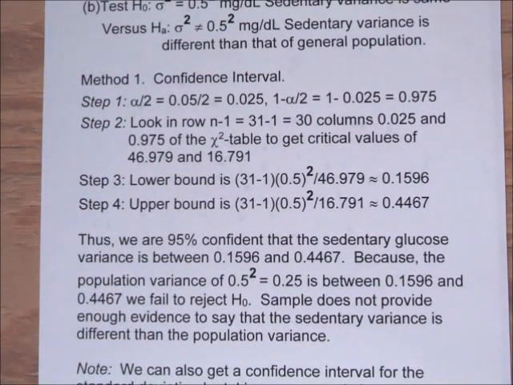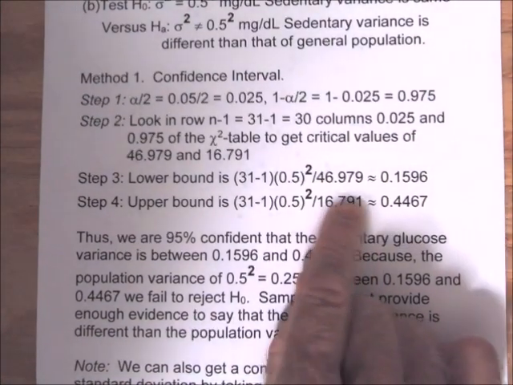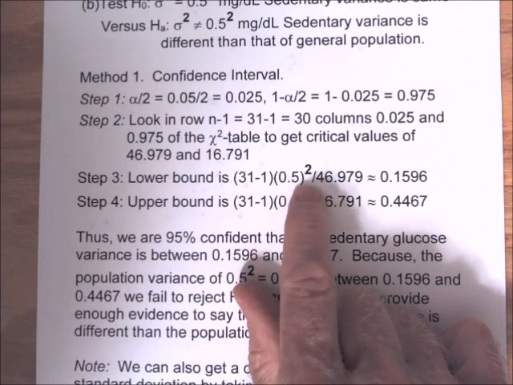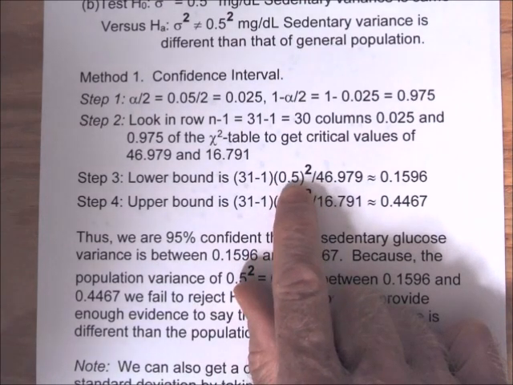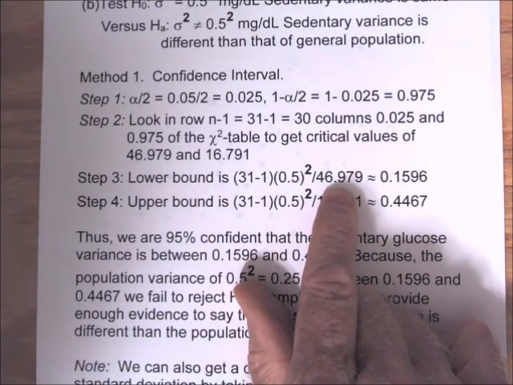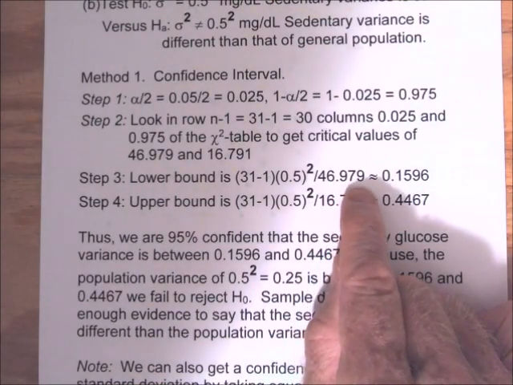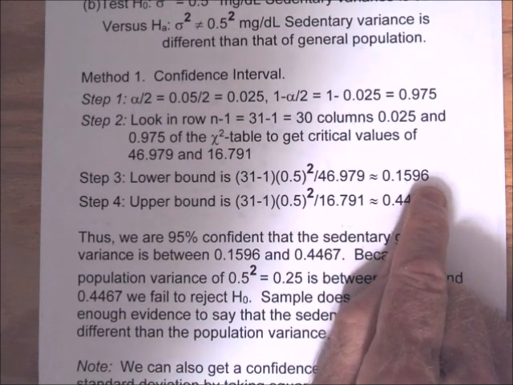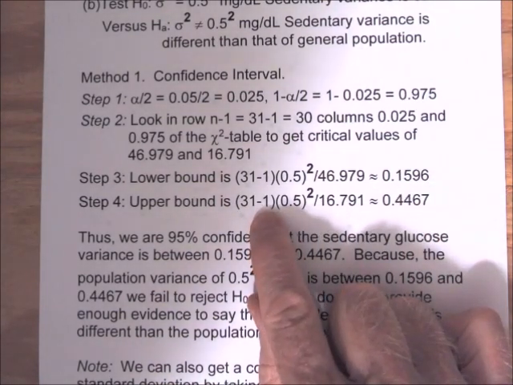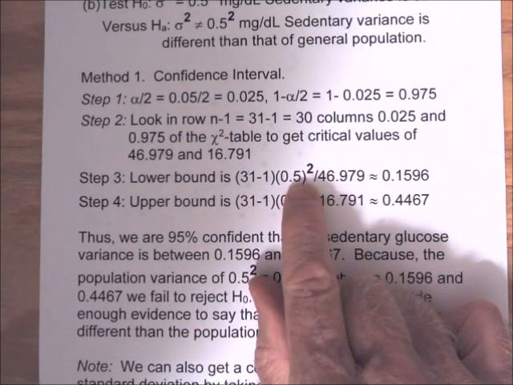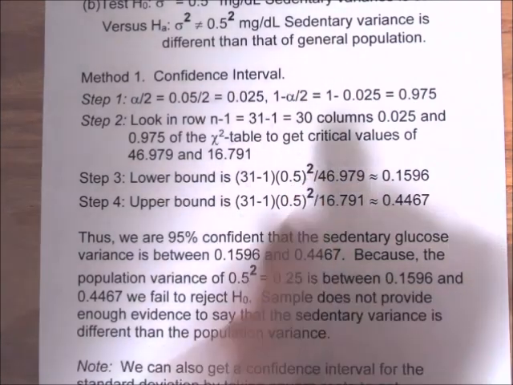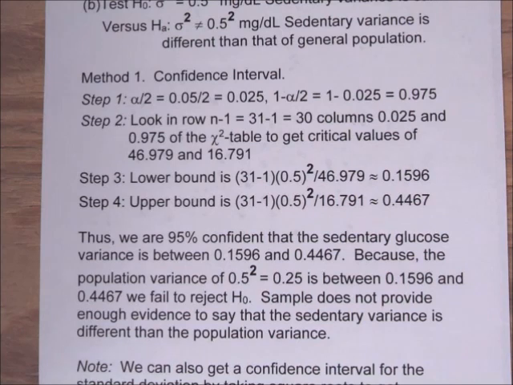Okay, so those are the two numbers from the chi-square table. The lower bound is n minus 1 times s squared divided by 46.979, which is 0.1598, and the upper bound, let me look at the formula again.